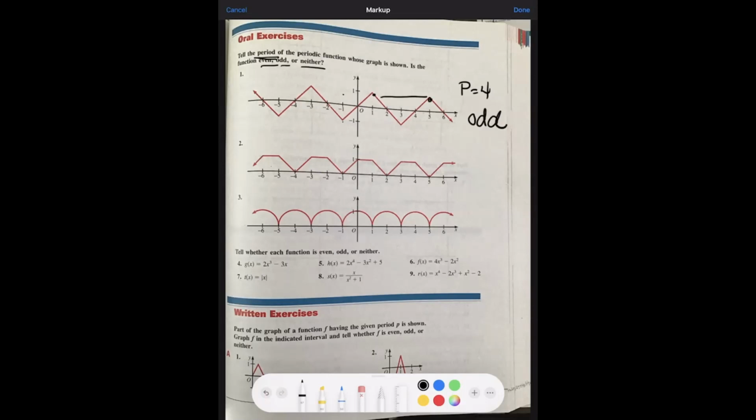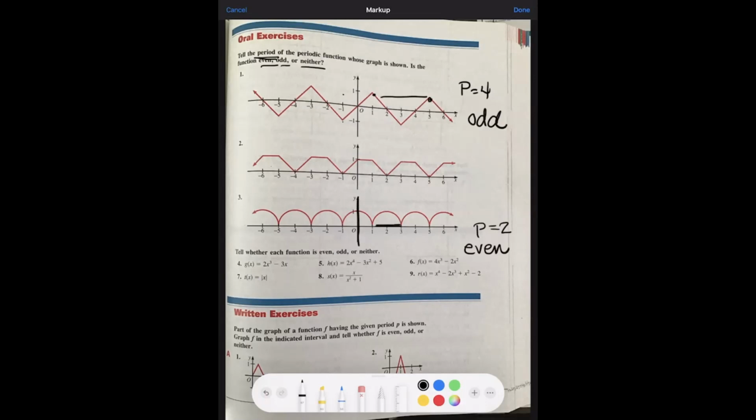Well, let's skip down to number 3 first. All right, number 3, let's look at the period here. So right from here to here is my horizontal distance of 1 cycle. So this one has a period of 2. Now, is it even or odd? Well, look at it. It is perfectly symmetric on either side of the y-axis. So this is an even function. Let's go back to number 2.